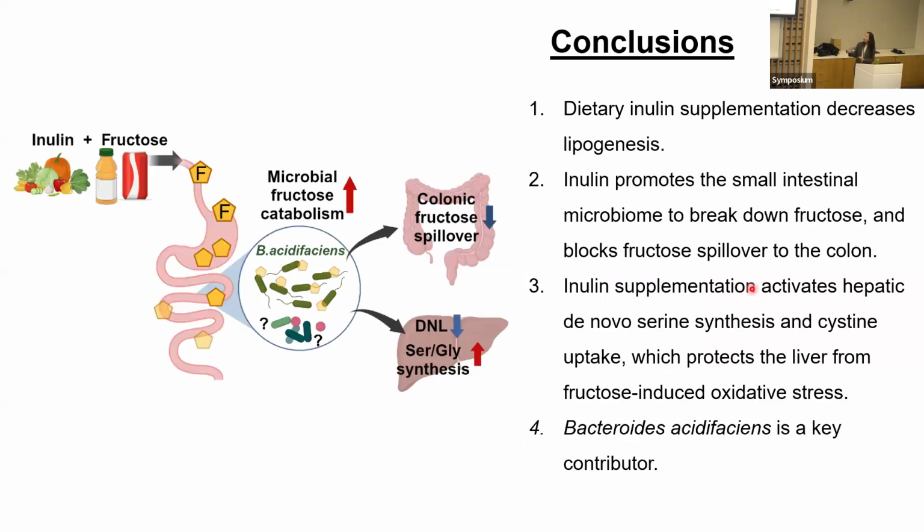So this is the conclusion slide. Dietary inulin supplementation decreases lipogenesis, and inulin promotes the small intestinal microbiome to break down fructose and block fructose spillover to the colon. Inulin supplementation activates hepatic de novo serine synthesis and cysteine uptake, which protect the liver from fructose-induced oxidative stress. And we found that bacterial anti-fructose function is the key contributor.